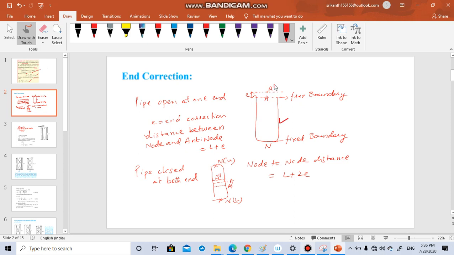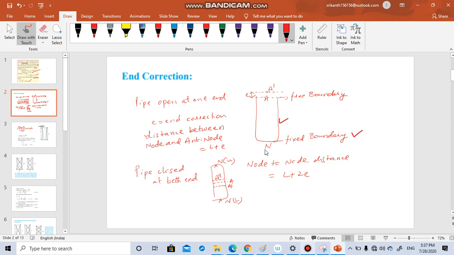Now when this air movement happens inside, a node will be formed at fixed boundary. This we have seen in the previous examples. Always at a fixed boundary a node will be created. But at the free boundary, node will not be created. Antinode will be created. Why? Because there is no boundary condition, there is no rigidity. The air molecules can move around.